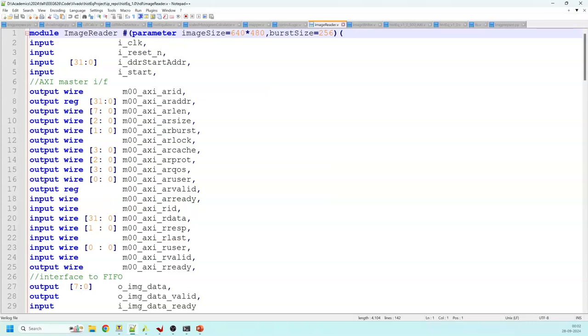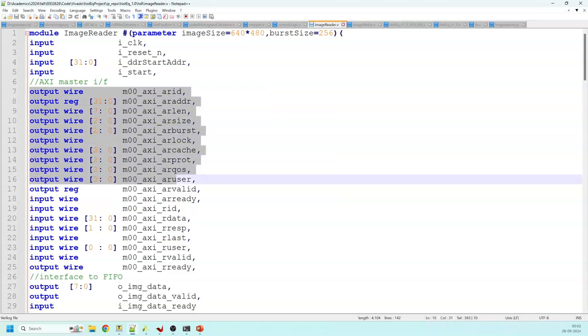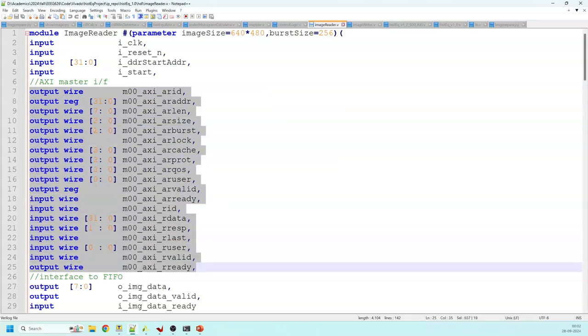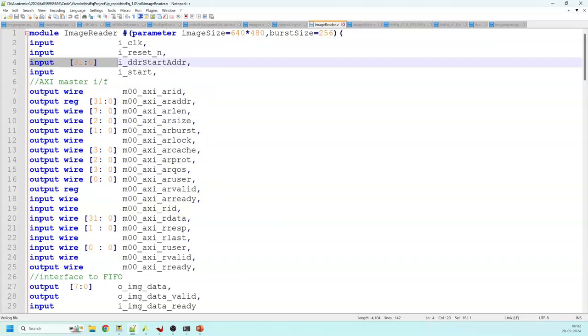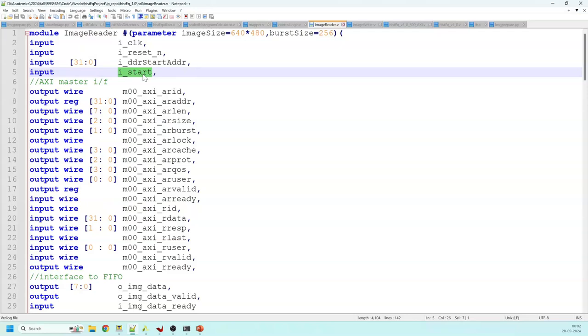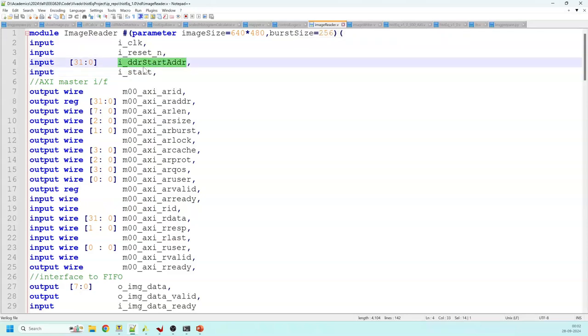So this is the image reader, which does the reading operation from the DDR memory. Basically, you can see it has the AXI master read channel signals. All of them are there. In addition to that, there are a few control signals. There is a start signal, which is given by the control logic, which basically says you can start reading from the memory. It also has the DDR start address, which says the starting address from where it should read.